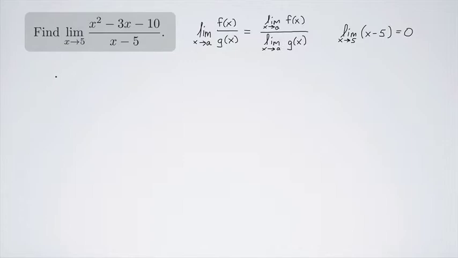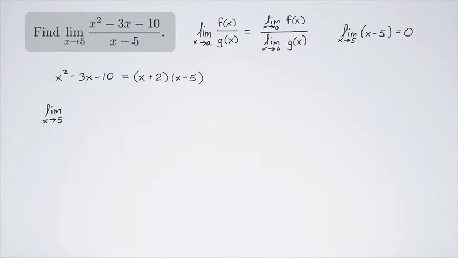But that's okay, because x squared minus 3x minus 10 factors. So I can factor this. I need two numbers that add to negative 3 and multiply to give negative 10. And I think 2 and negative 5 will work, so this would factor as x plus 2 times x minus 5. Now let's just check that. 2 plus negative 5 is negative 3. 2 times negative 5 is negative 10. Yeah, that works.